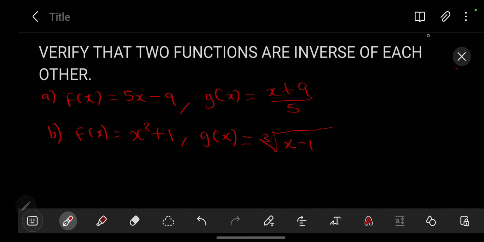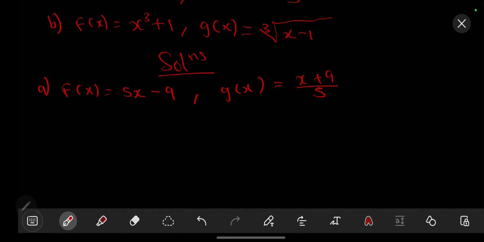Let's say, in order for us to determine if these two are inverses of each other, the rule is as simple as fg of x should give you x. Likewise, gf of x should also give you x. Now what does this mean? This simply means when answering this type of question, you have to prove that both of them give you x. There is nothing like if one gives you x then you conclude. No, you have to show them both.